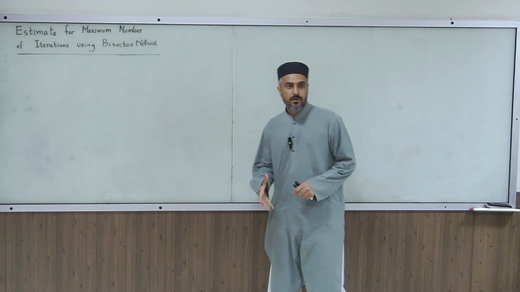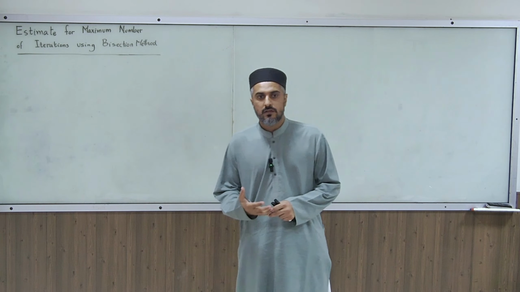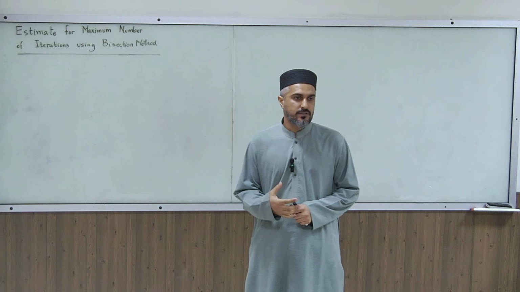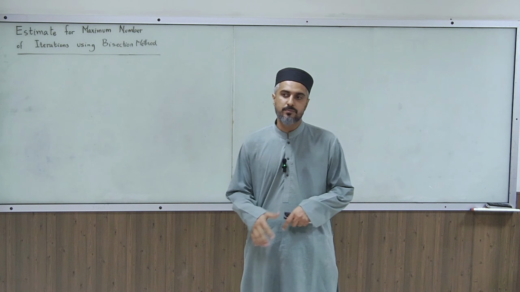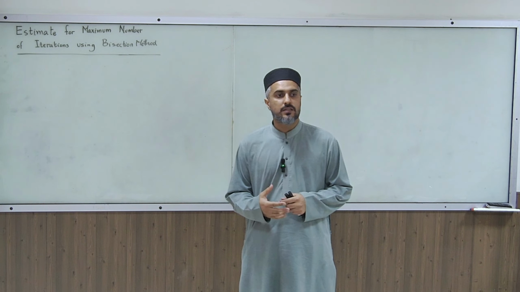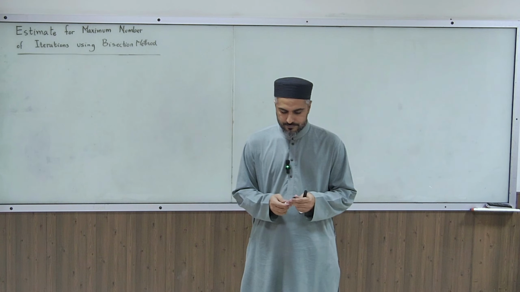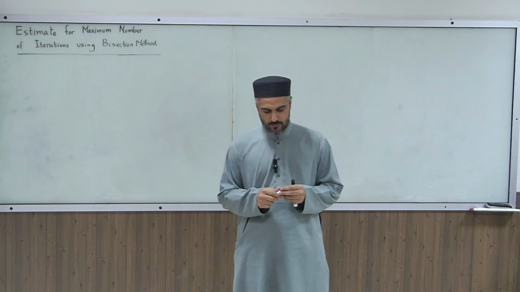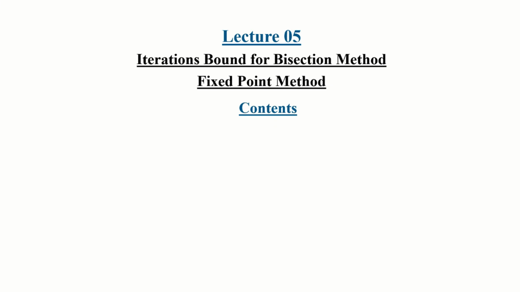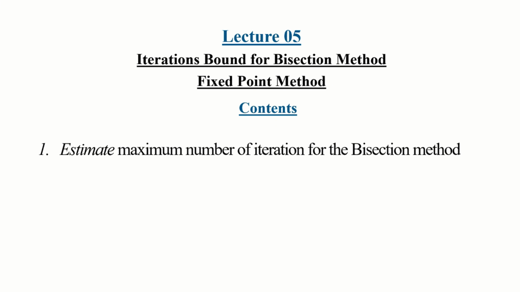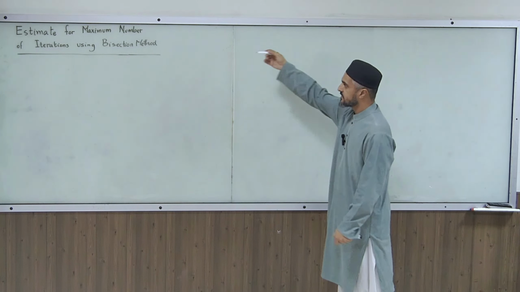Now we know what the bisection method is, we know the process of the bisection method, and we know its pseudocode. I already told you that we can implement it in a programming language. In this lecture we'll go through two topics. One is the estimation of how many times we need to run the bisection method to get to a certain accuracy. Let me write an example first.